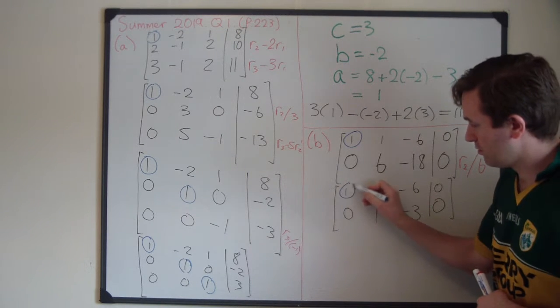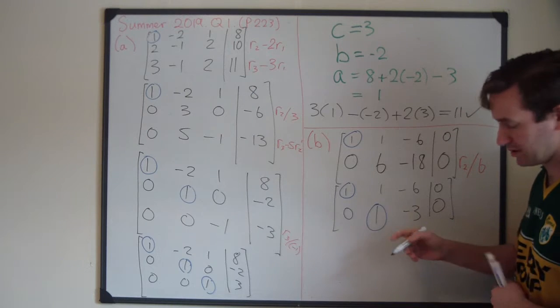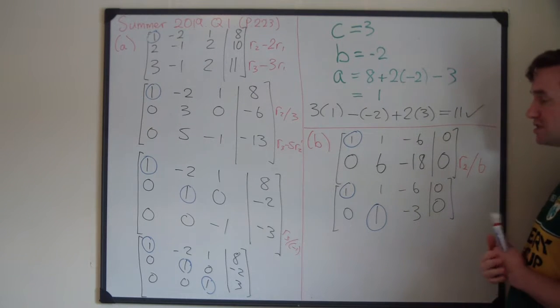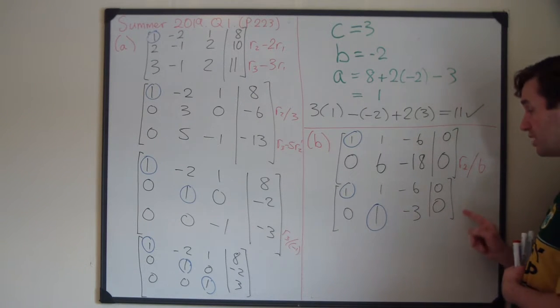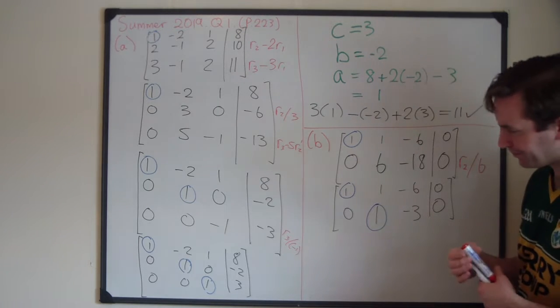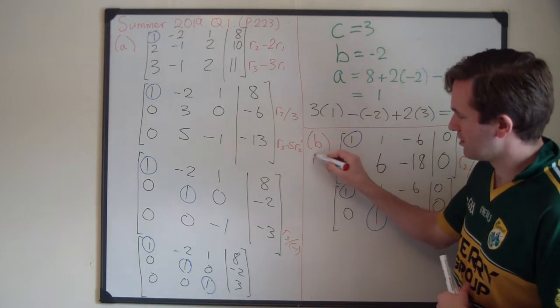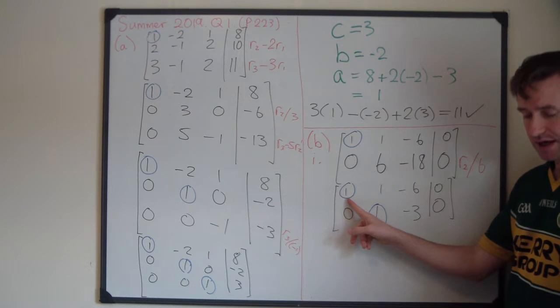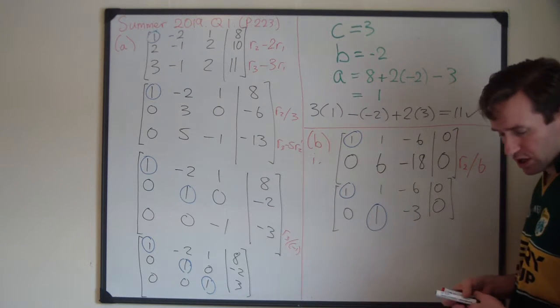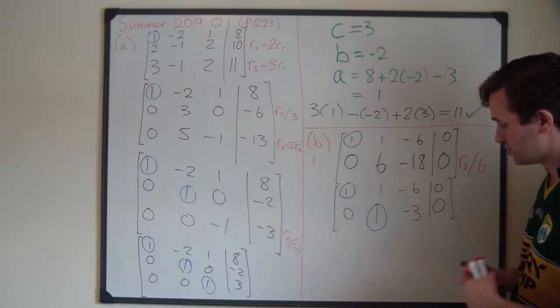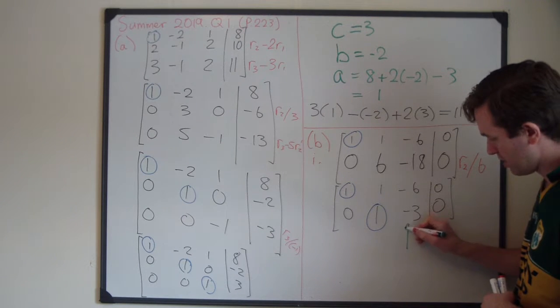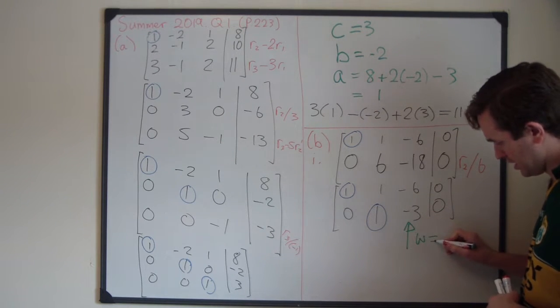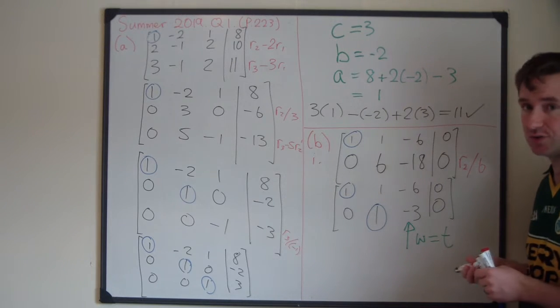So I have pivot 0, pivot 0. We can't do any more. Are there solutions? Yes, because we don't have a row of 0, 0, 0, non-zero. What about pivots? Well, R1 has a pivot, R2 has a pivot, W does not, so you can choose W to be a parameter. Pivotless column W can be any value at all.